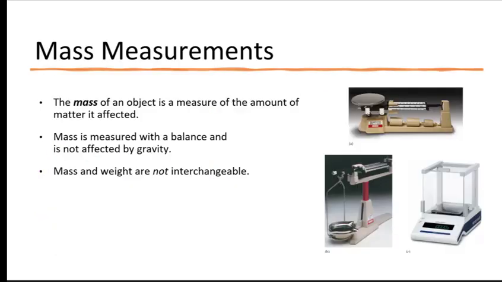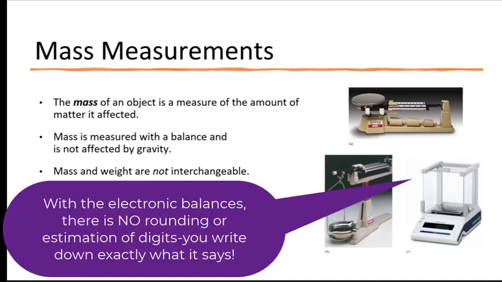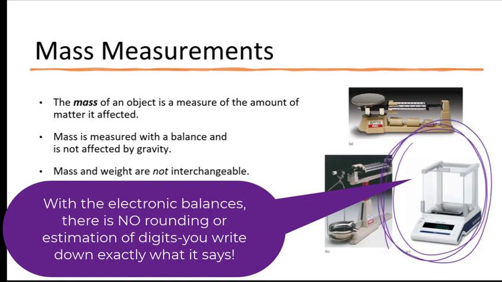Let's look at mass measurements. The mass of an object is the measure of the amount of matter that we are measuring. It's measured with a balance. It's not affected by gravity. Mass and weight are not interchangeable. In lab, we will be using mass balance scales that are electronic.